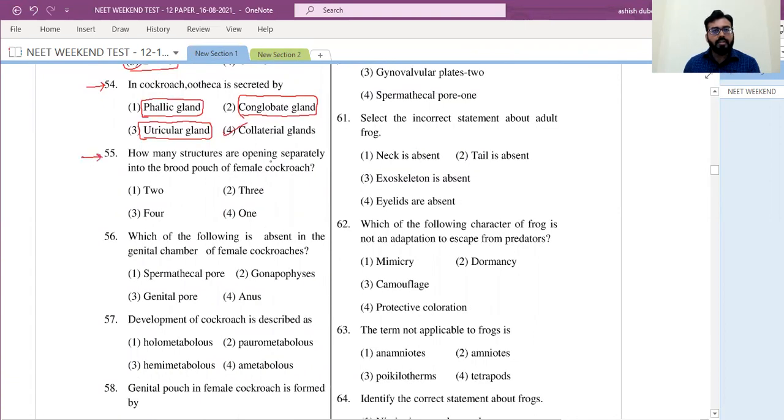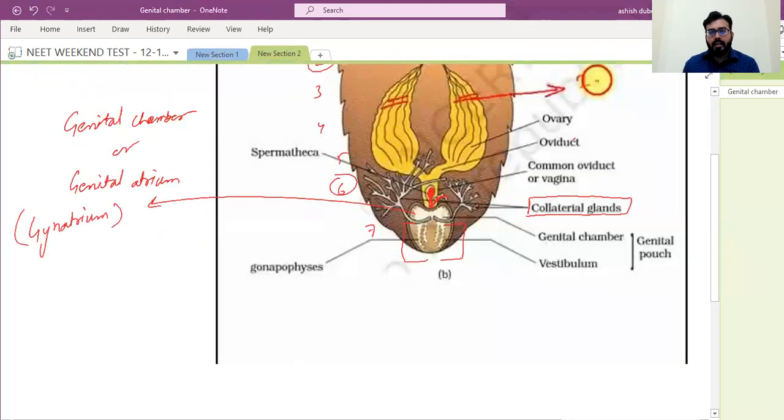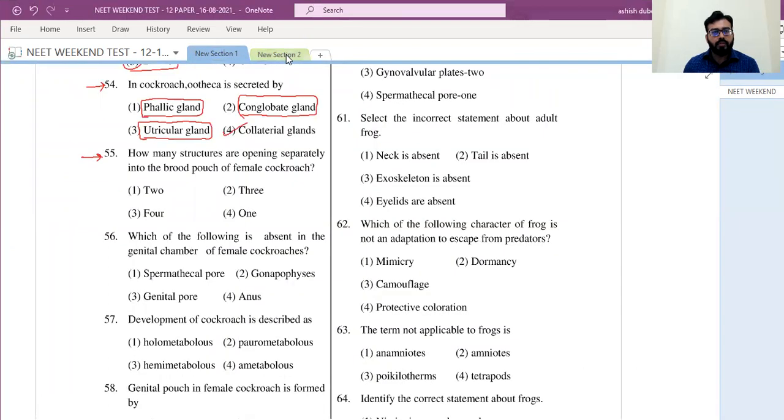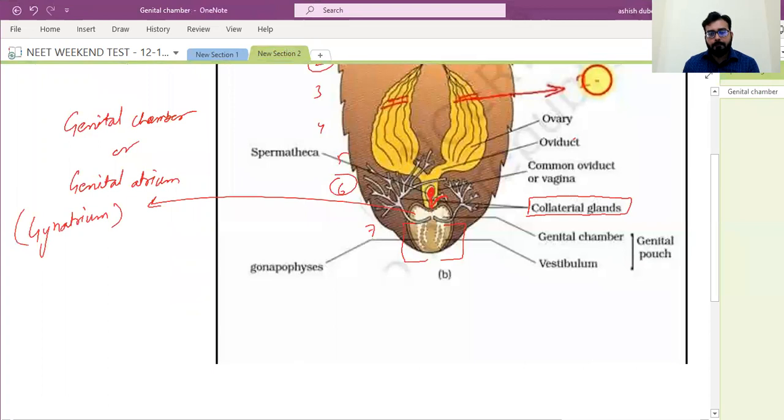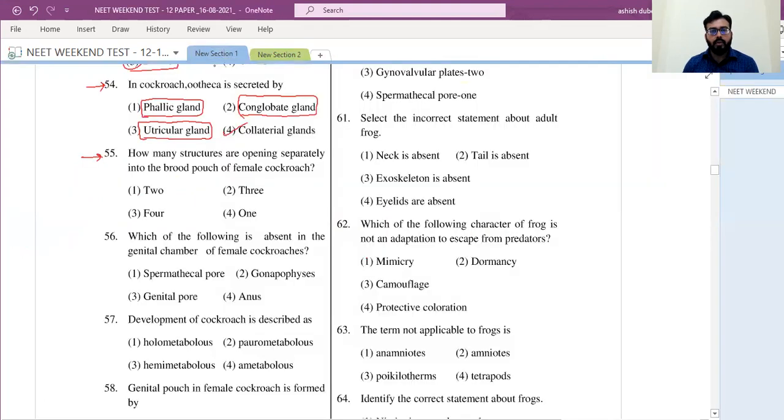Next is 55. How many structures are opening separately into the brood pouch of female cockroach? See, in this diagram you can easily observe that the brood pouch has one opening of spermatheca, one opening of the common oviduct or the vagina, which is the second opening, and 2 openings of the collateral glands on both sides. So overall 4 openings are there in the brood pouch of female cockroach. So third will be the answer.